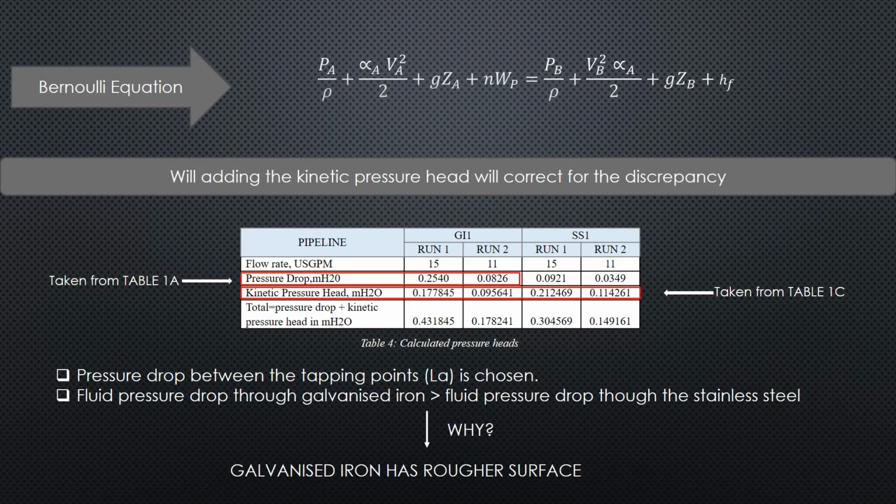Using the Bernoulli equation, the various terms in meter of water gauge are calculated excluding the pump work, by choosing 2 points where the pump work is not significant. By choosing the pressure drop between the tapping points, the pressure drop and their discrepancy can be seen. The fluid pressure drop through galvanized iron is higher than the stainless steel. It follows the description of equipment where the galvanized iron is said to have a rougher surface.